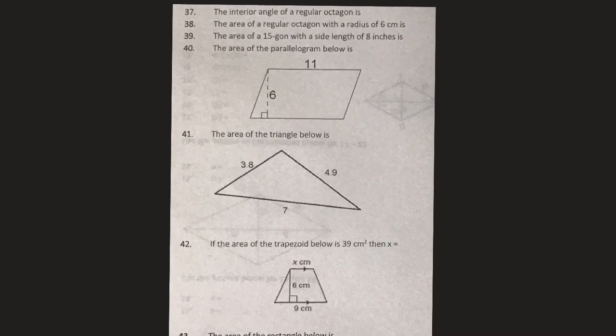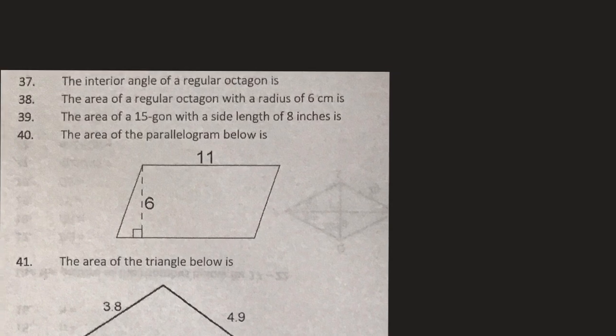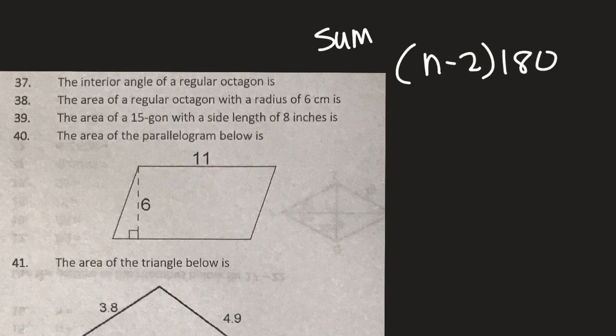Okay, here's 37. The interior angle of a regular octagon. Once again, there's a formula for this. The interior angle measure. So we've got to figure out what all of the measures are. So n minus 2 times 180 gives you the angle sum, the interior angle sum. And if you divide that by the number of sides, that gives you the interior angle measure.